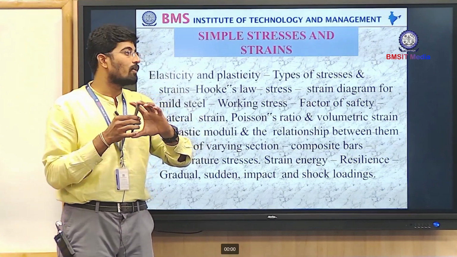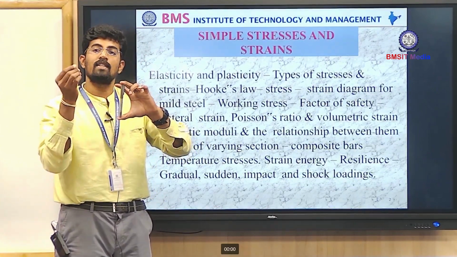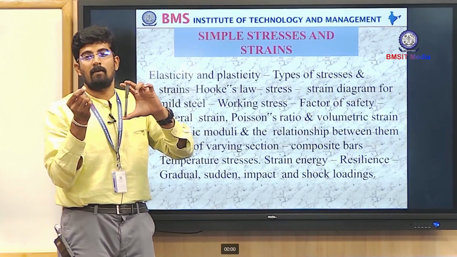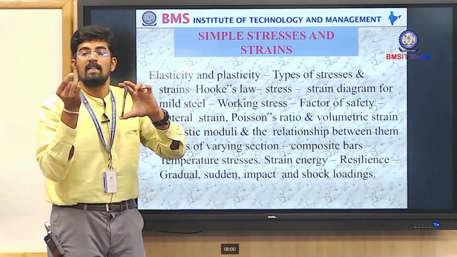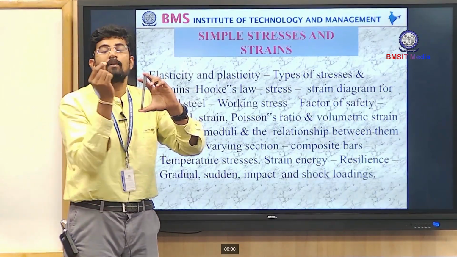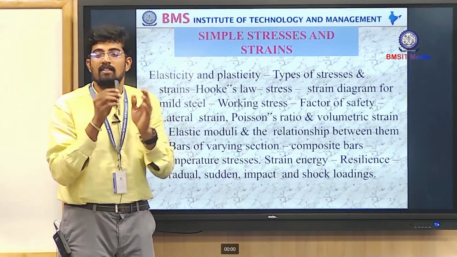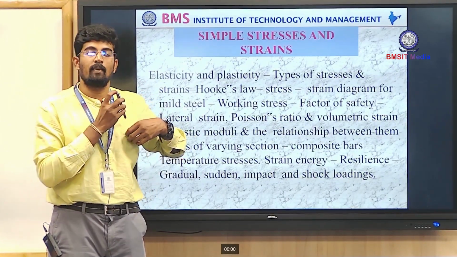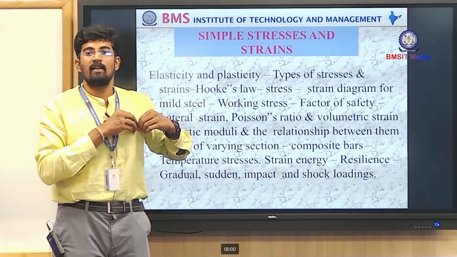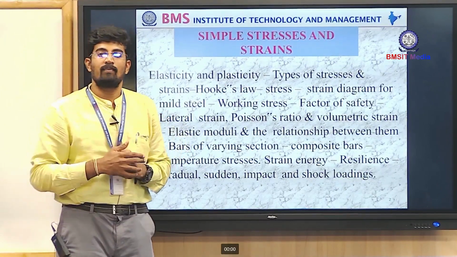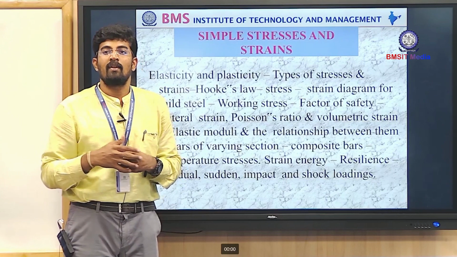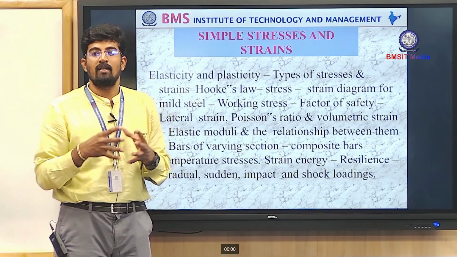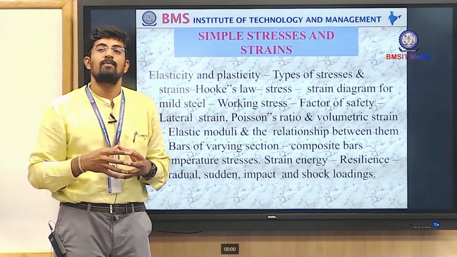systems that we will look into. How do you consider those factors? How much should be the factor of safety considered for that particular material? If it is steel, how much should it be? If it is a concrete material, how much should it be? That we'll be studying. And we have lateral strains, Poisson's ratio and volumetric strain, elastic moduli and the relationship between them.